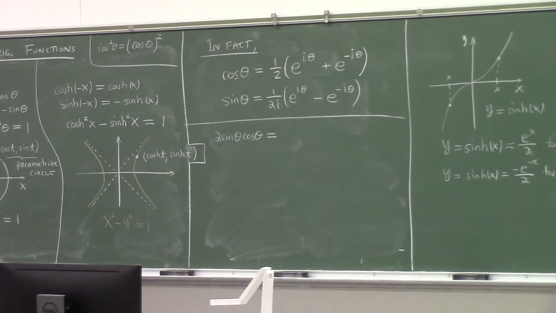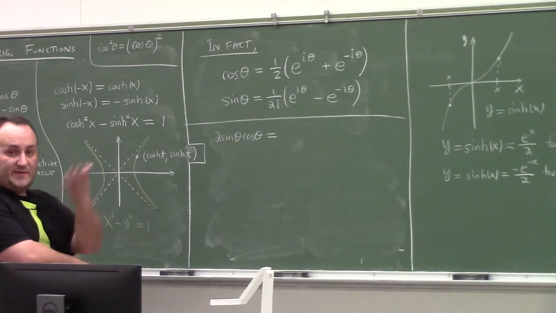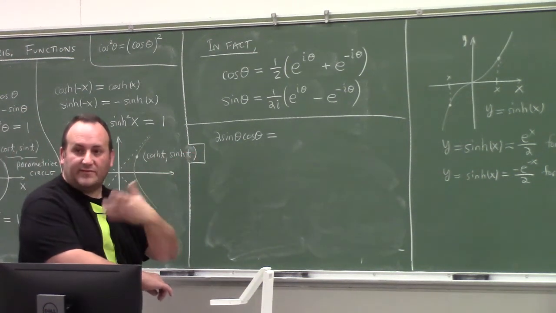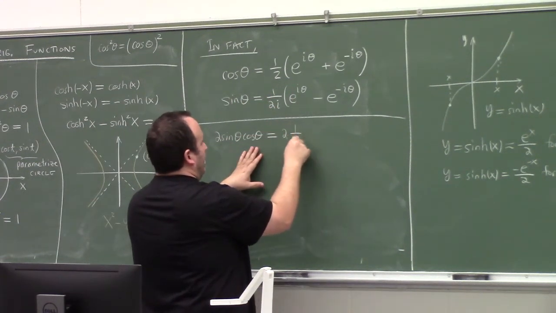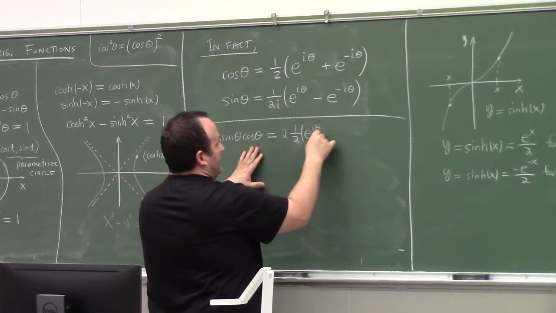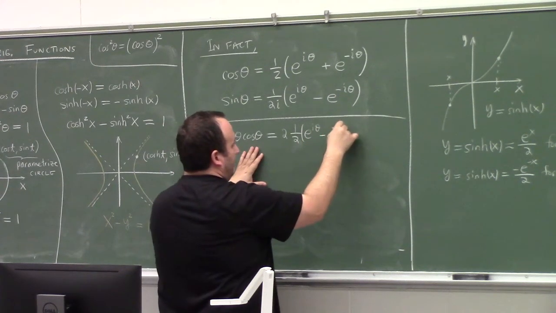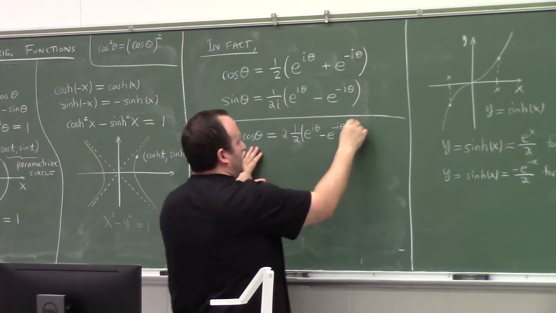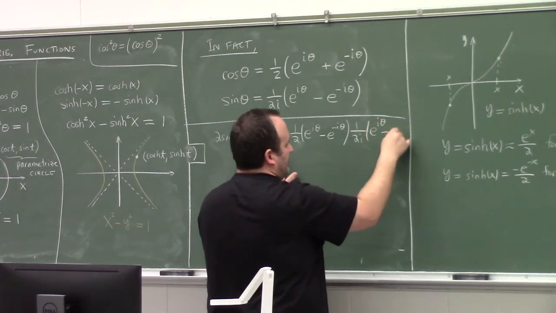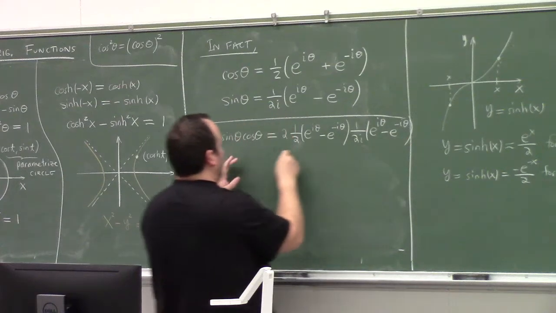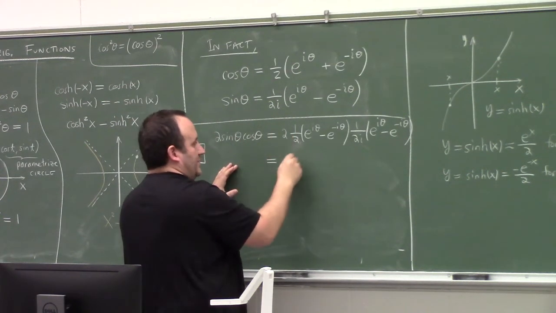Well, if you're soon taking a course in physics, you need to learn this one because we use it. Let's find out. We don't need to look it up. We can derive it if you know these formulas. So this is 2 times 1/2 (e to the i theta minus e to the minus i theta), and then 1/2i (e to the i theta minus e to the minus i theta). And let's just bring the numbers out front. So we've got 1/2i.